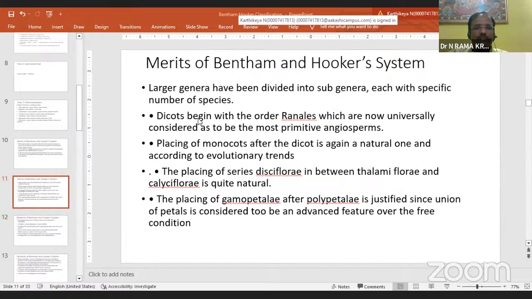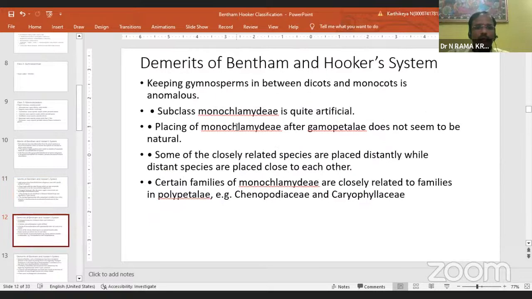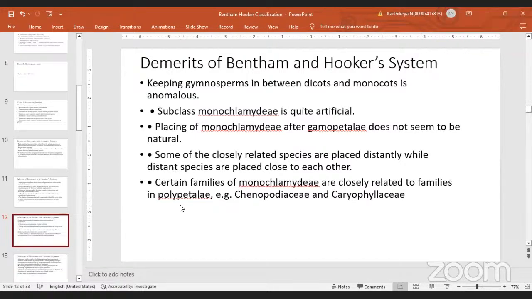Second one, you see here, the subclass of Monochlamydeae is quite artificial. Placing of Monochlamydeae after Gamopetalae does not seem to be natural. Some of the closely related species are separated. The close relations should always be kept together, but here some are placed distantly, while distinct species are placed close to each other. Certain families of Monochlamydeae are closely related to families in Polypetalae.